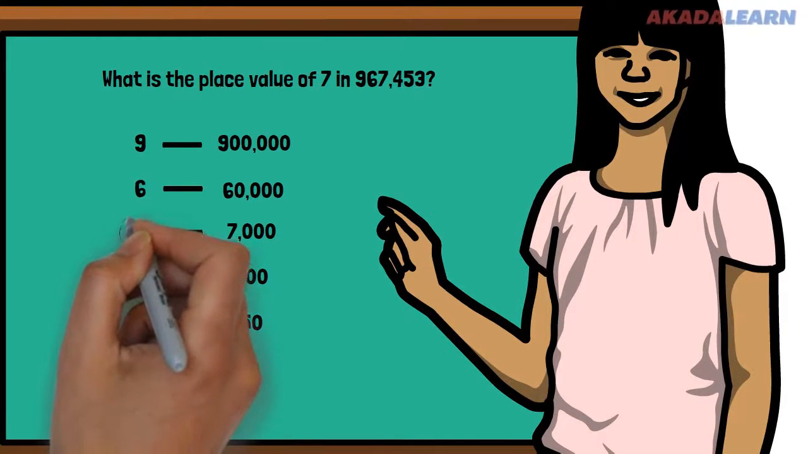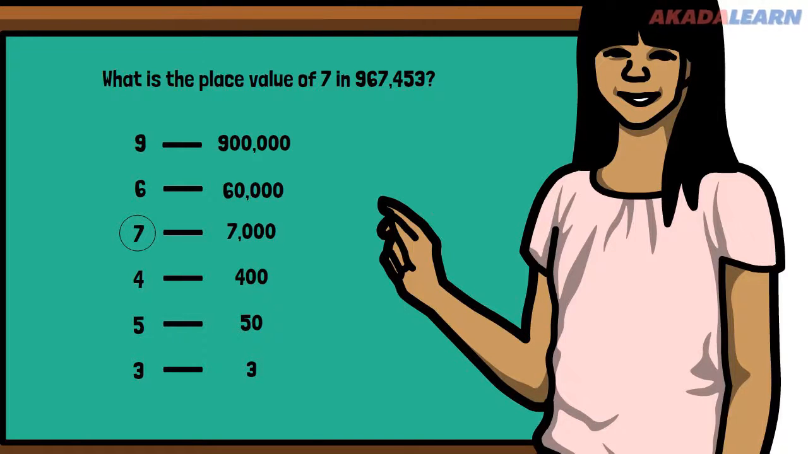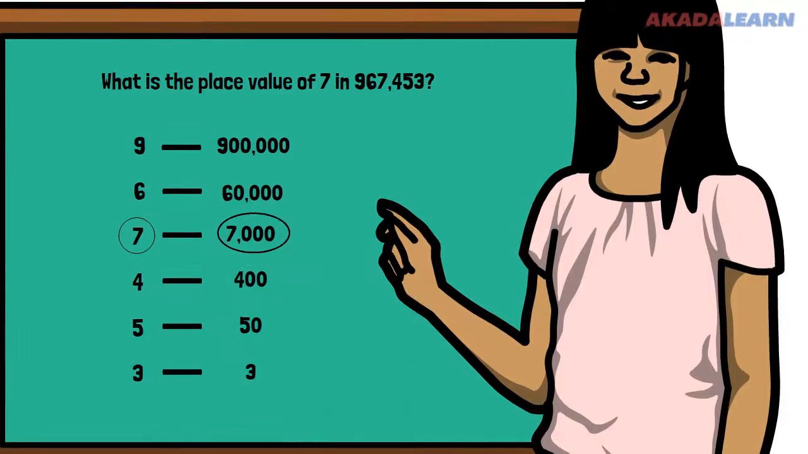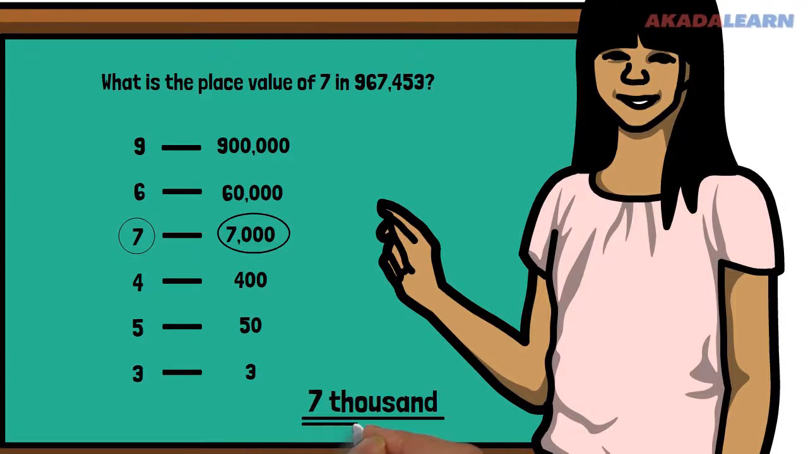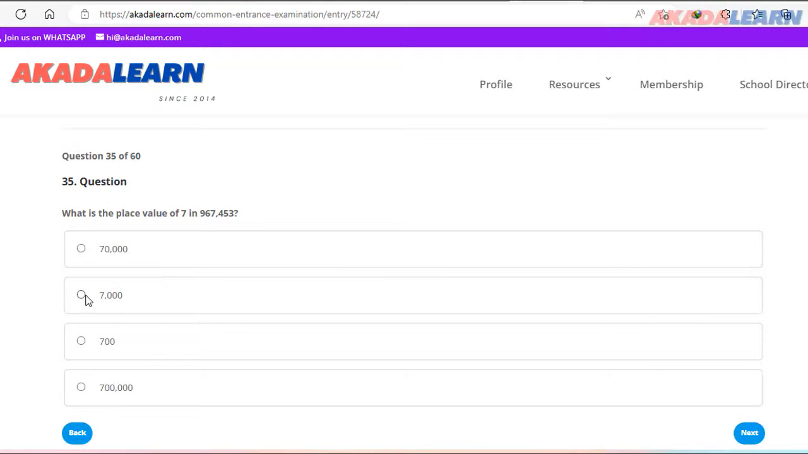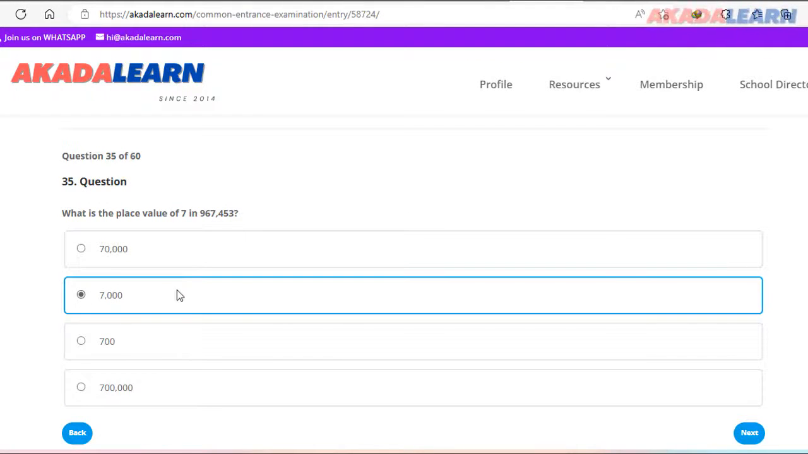So we are looking for 7. All right, so we can see that 7 is 7,000. So that would be our answer. So that's 7,000. So we can see that the answer is 7,000.